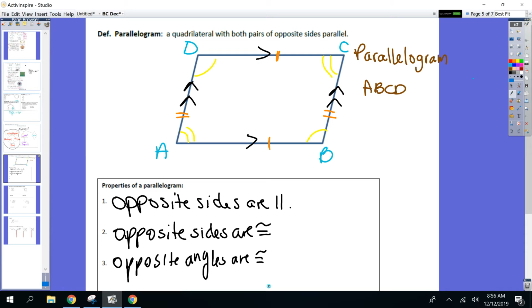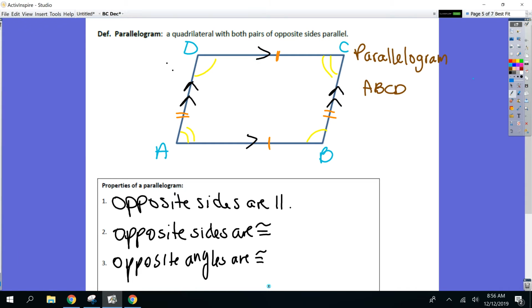Supplementary. You are correct. Yes. Here's why, and I'll write the property in a second. Remember back in our parallel line unit, these were called, are they inside or outside? Inside. Same side or alternate? Those are same side interior. Were they congruent or supplementary? Okay. All right. Now that applies.